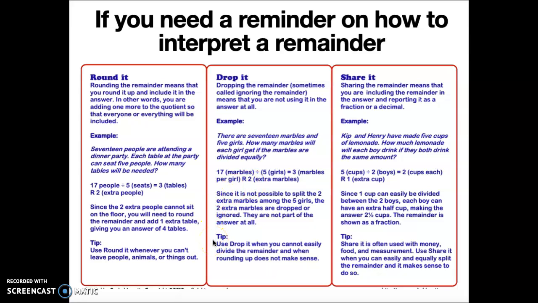So a tip to remember is use drop it when you cannot easily divide the remainder and when rounding up doesn't make sense to do so.